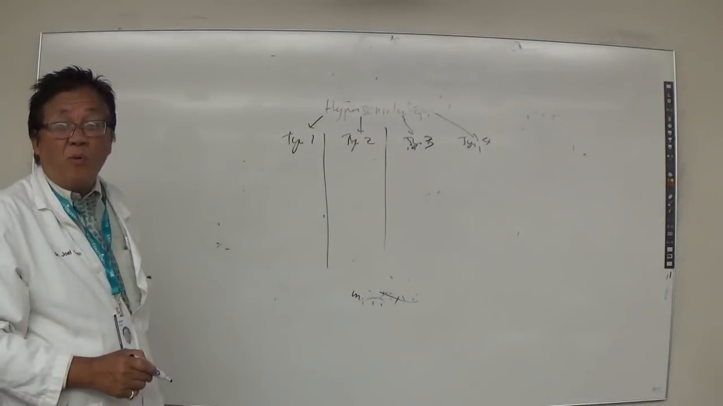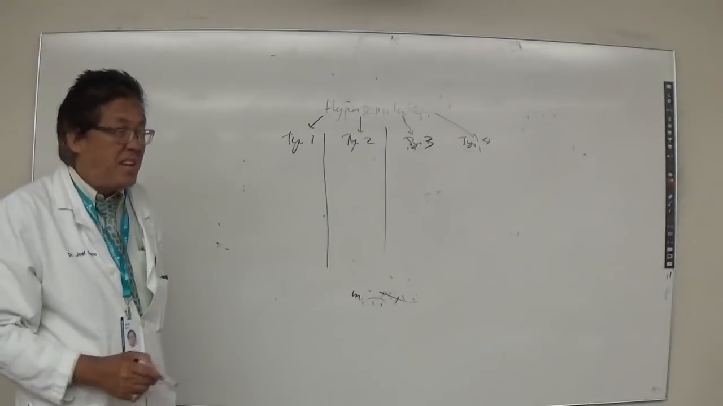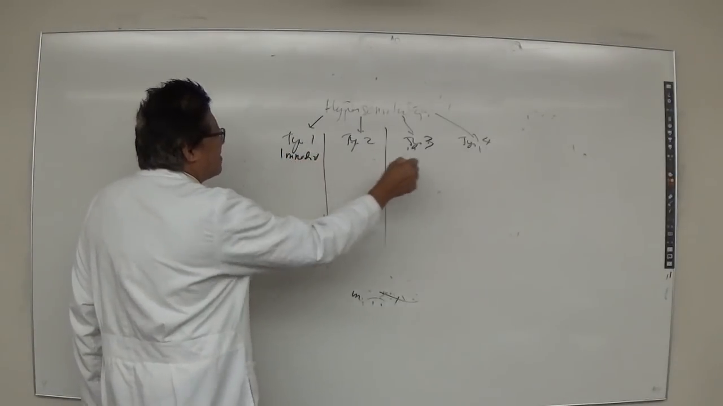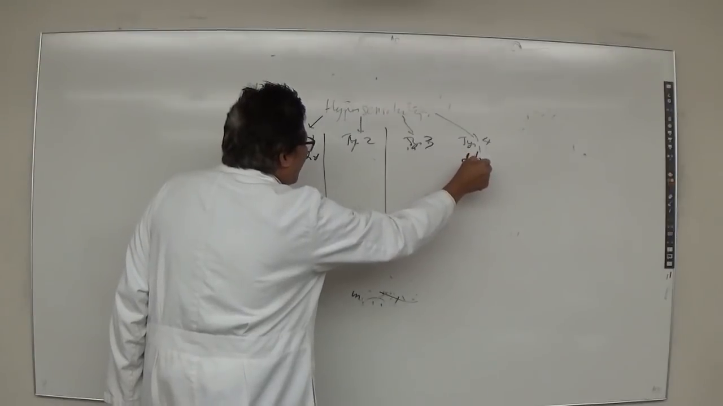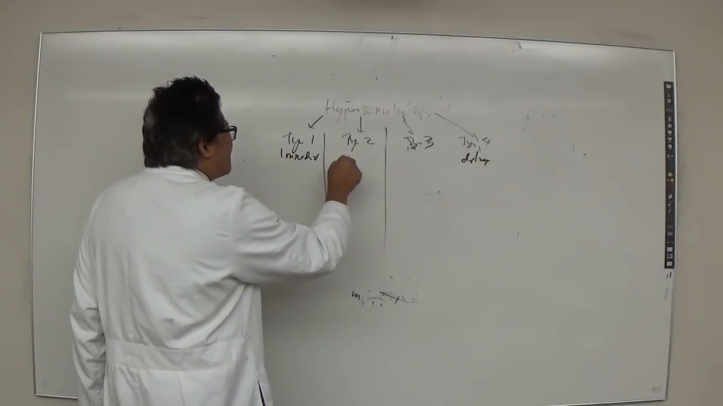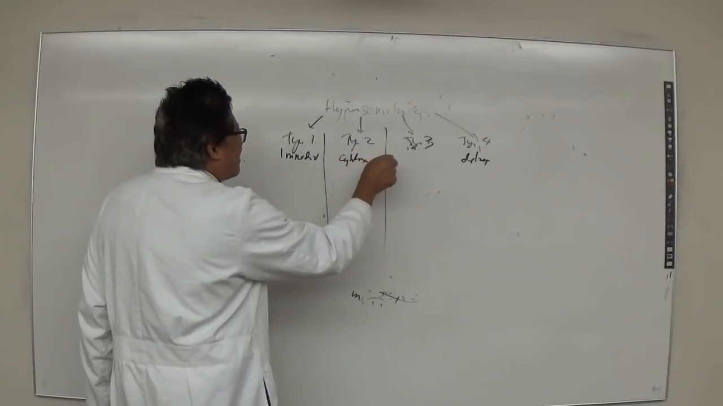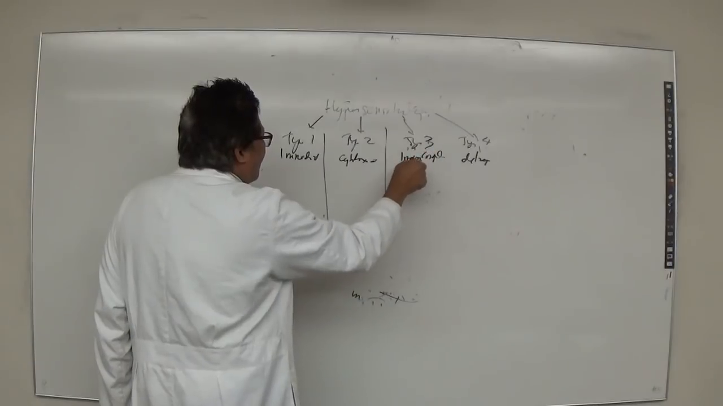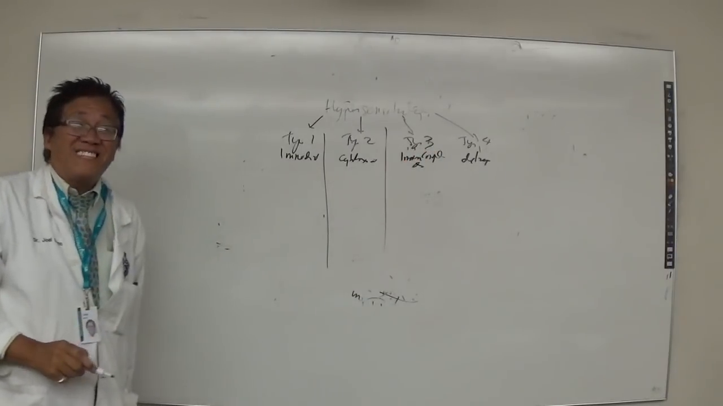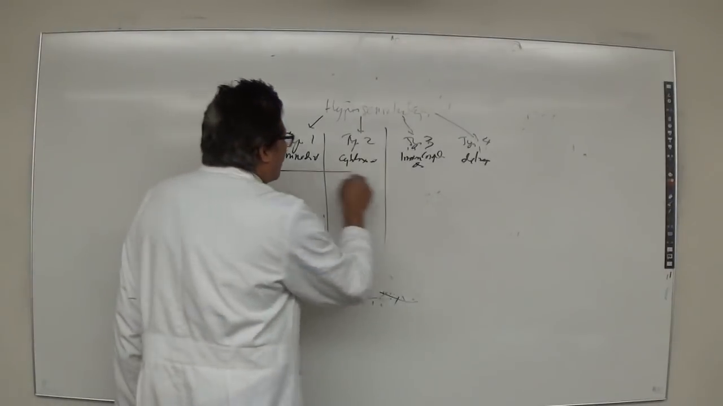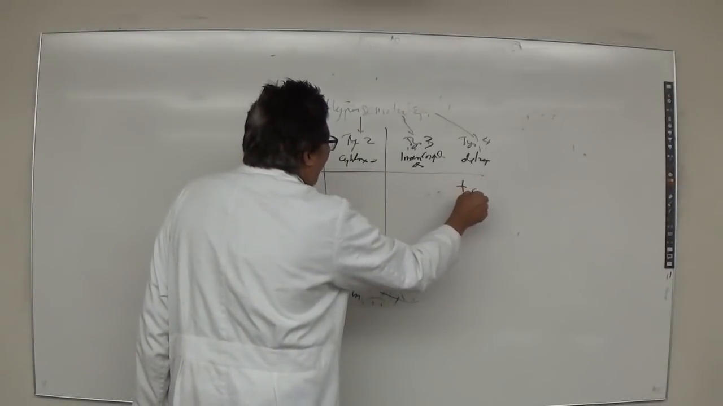So what is type 1? What's another name for type 1? Immediate. Okay. What about type 4? Delayed. Now what about type 2? Cytotoxic. What about type 3? Immune complex disease, right? Now which one involves the T cell, or T as in time out? Type 4. T cell.